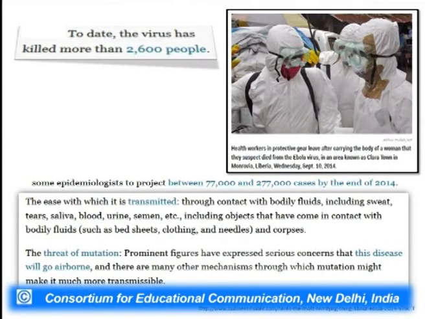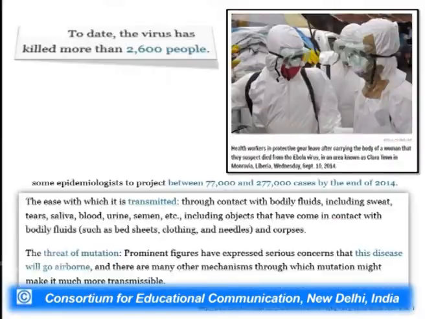Now to date, the virus has killed almost 2,600 people. As you can see here on the right hand side, these are the health workers who are carrying the body of a woman who has just died of Ebola. Some epidemiologists have projected between 77,000 to 277,000 cases by the end of 2014. They say that cases can vary between 77,000 to almost 277,000.